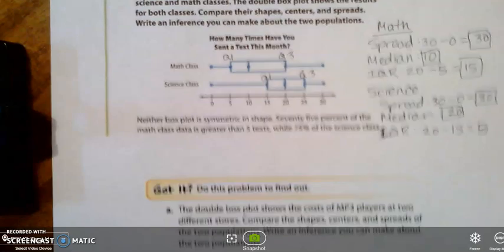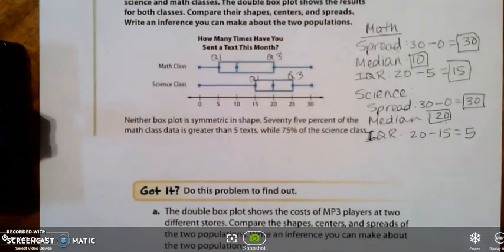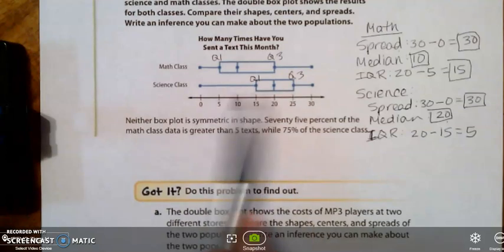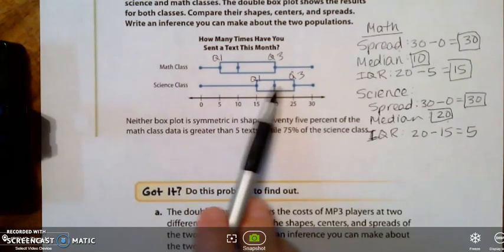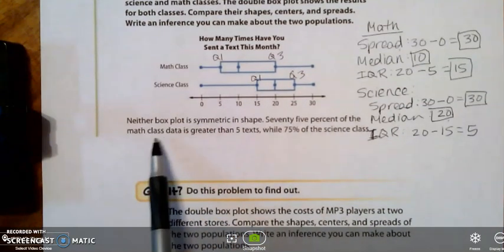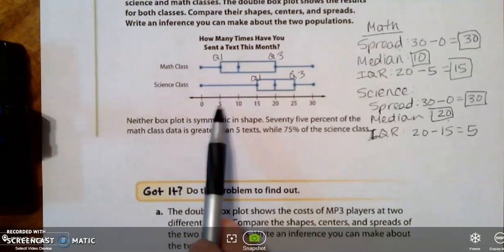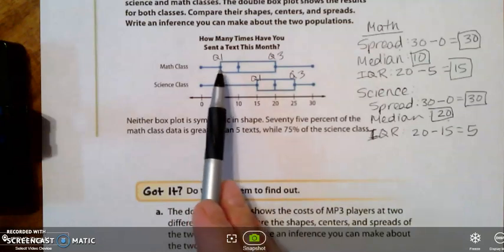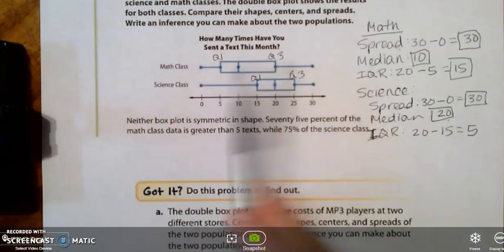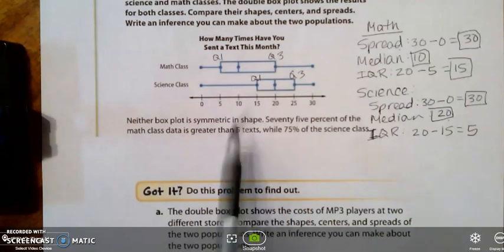Now, I just wanted you to look to see what they were saying as far as making some inferences. It says, neither box plot is symmetric in shape. We talked about symmetric. We can tell that this little box part here looks symmetric, but the whole plot doesn't. 75% of the math class data is greater than 5 texts. So here's 5, and 75% is greater than 5. Remember, each section is 25%: 25, 50, 75. So that is a true statement.